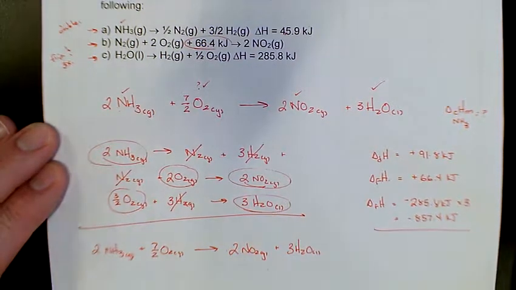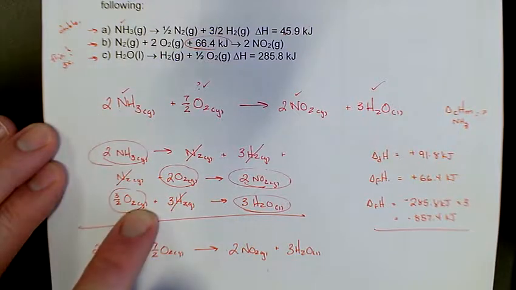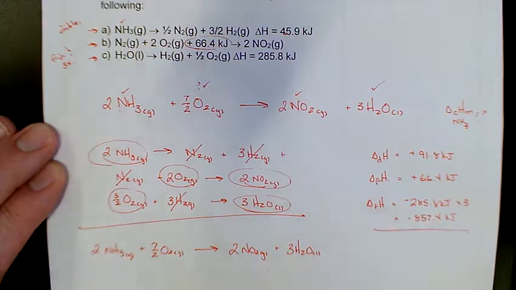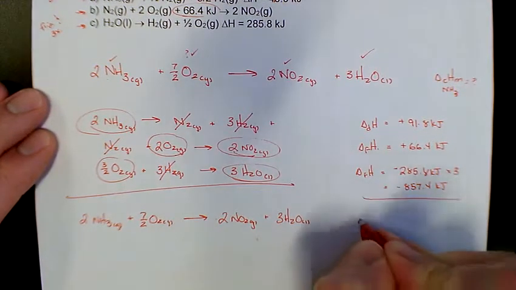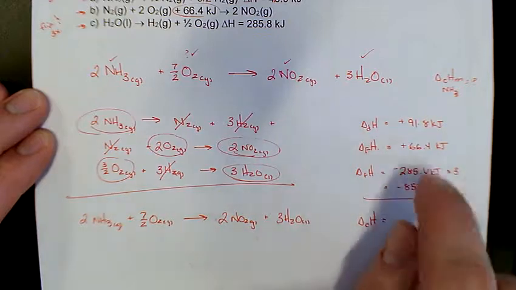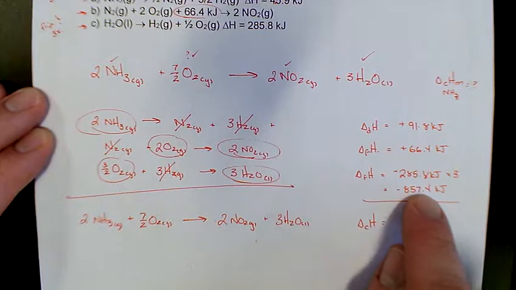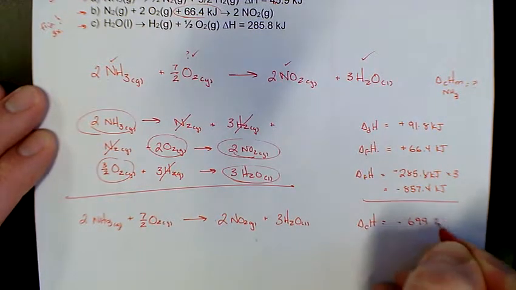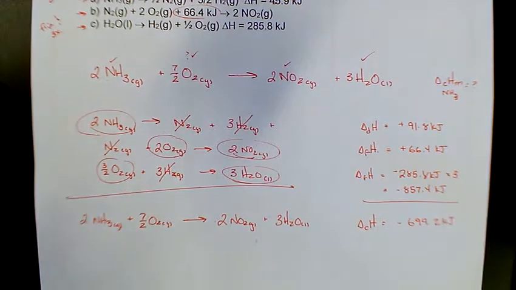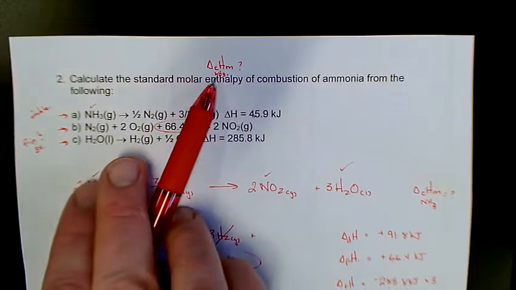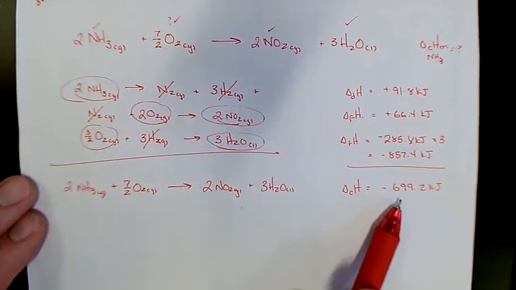So since we have successfully added and manipulated the source equations to make the net equation, those reflective changes in the enthalpies should end up for the combustion enthalpy for this reaction. And so we'll add positive 91.8 to positive 66.4 to negative 857.4, and that works out to negative 699.2 kilojoules. Is that the answer to our question here? Not quite. Remember, our question was asking us for the molar enthalpy of combustion for ammonia, but this is just the enthalpy of combustion for the reaction.